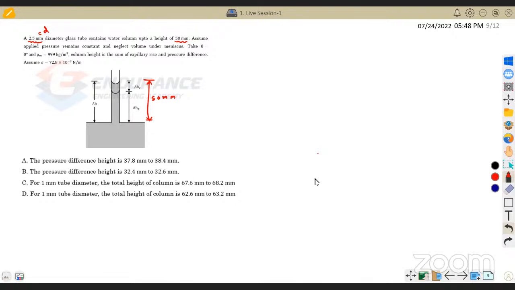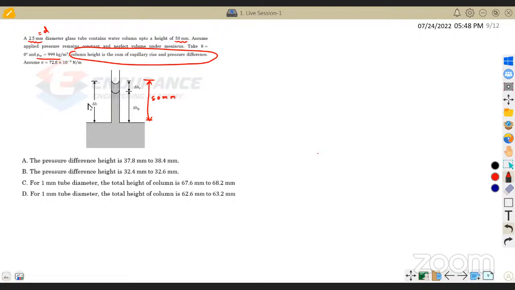And take theta to be 0 degree. Theta is 0 degree, and the density of the water is given, and the column height is the sum of the capillary rise and the pressure difference. Right. Listen.